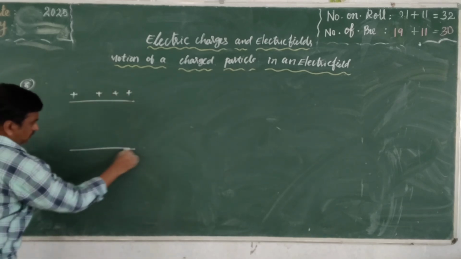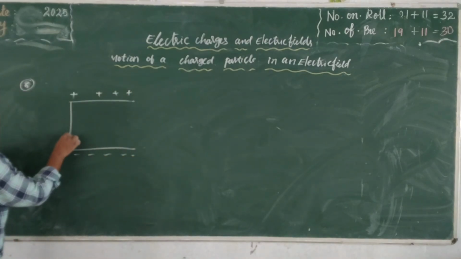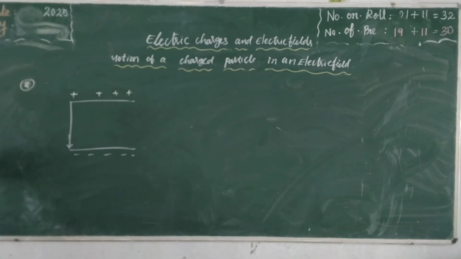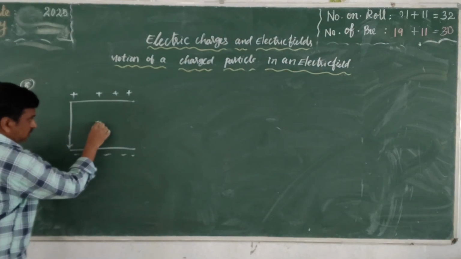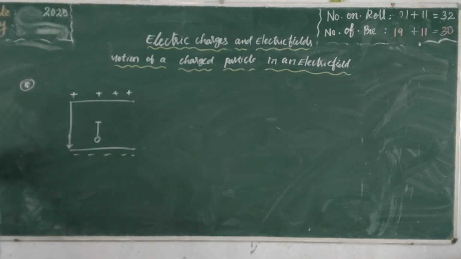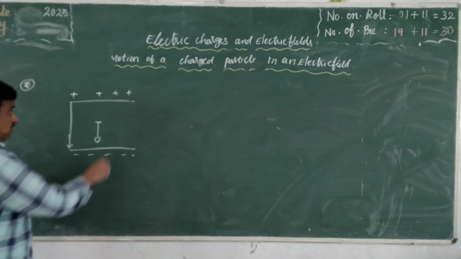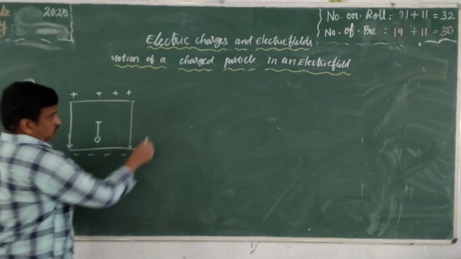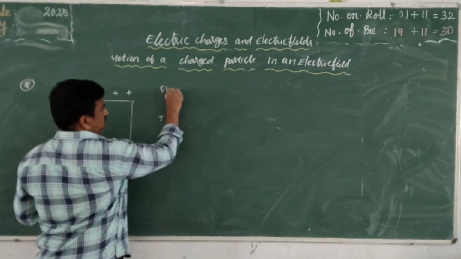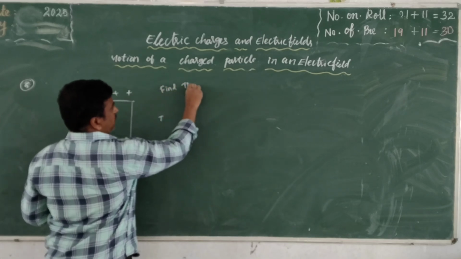Here, negative charge. The electric field is from positive to negative. Here the bob is there. Now, what is the time period of that bob when it is in a uniform electric field? Find the time period of the bob.